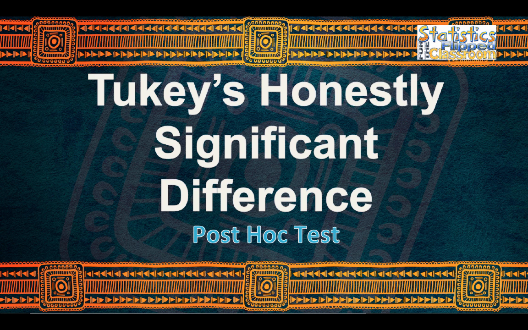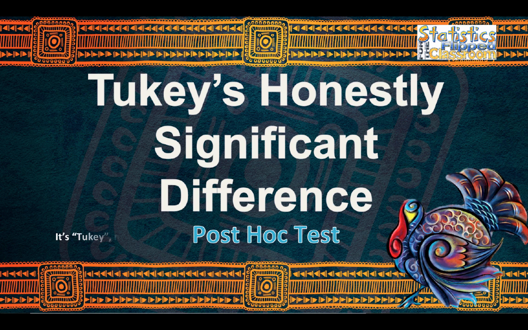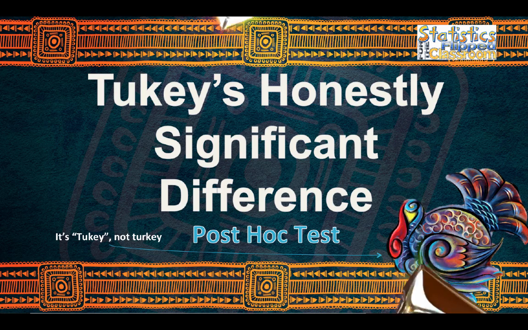When an ANOVA is significant, you need a follow-up test to tell which group is different from which other groups. For our statistically significant Wizard of Oz ANOVA, we will use Tukey's Honestly Significant Difference post-hoc test to figure out which regions of Oz have more wicked witches than which other regions. Even if you are using SPSS or some other statistical software, this video will help you understand what the Tukey's HSD is and how it works. And remember, it's Tukey, not turkey.